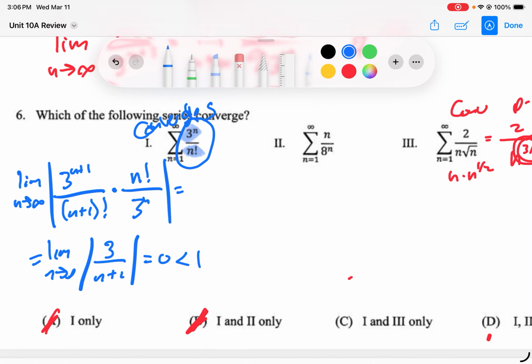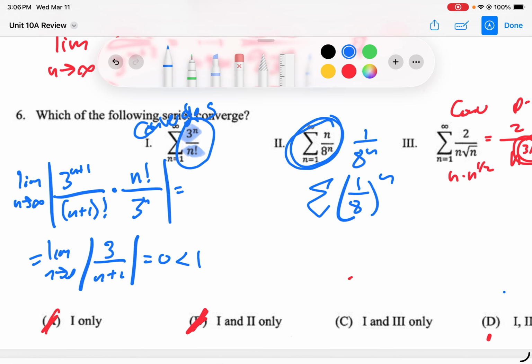8 to the n is more powerful than the n. So I could maybe compare this with 1 over 8 to the n. That converges, right? This is a converging geometric series. This basically acts like a geometric series, but with that n, it's not technically geometric, but it's close. Earlier I did ratio test because I like ratio test better. But this one, if I did direct comparison test, can I compare 1 over 8 to the n and n over 8 to the n? So this one's bigger, right?